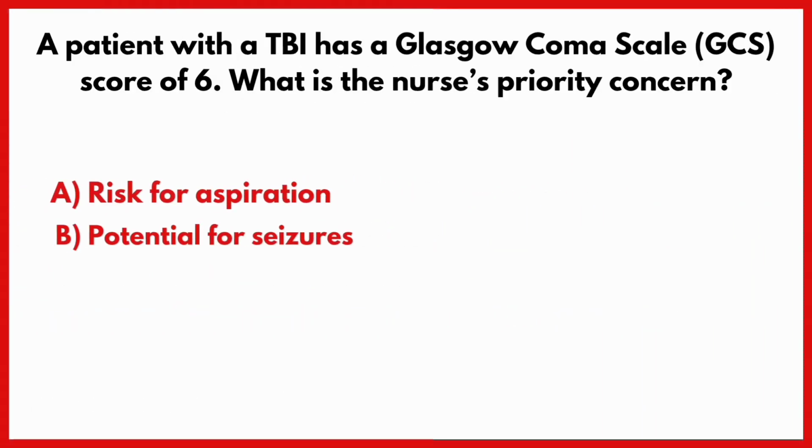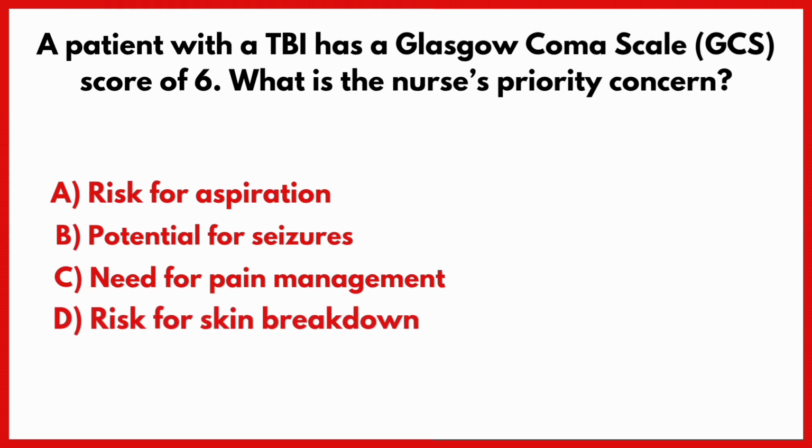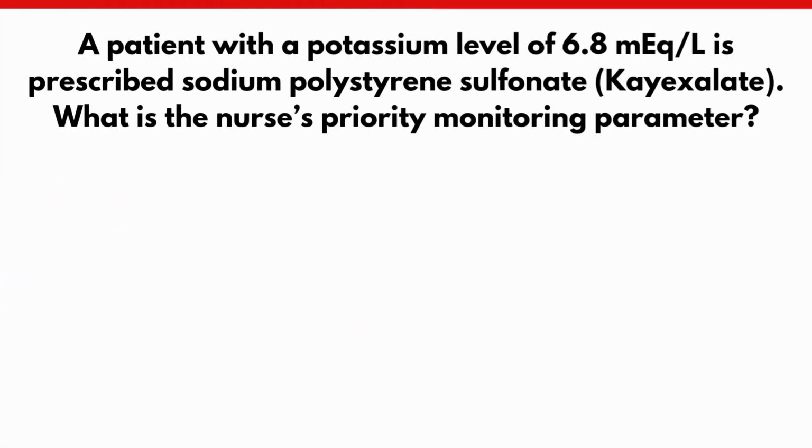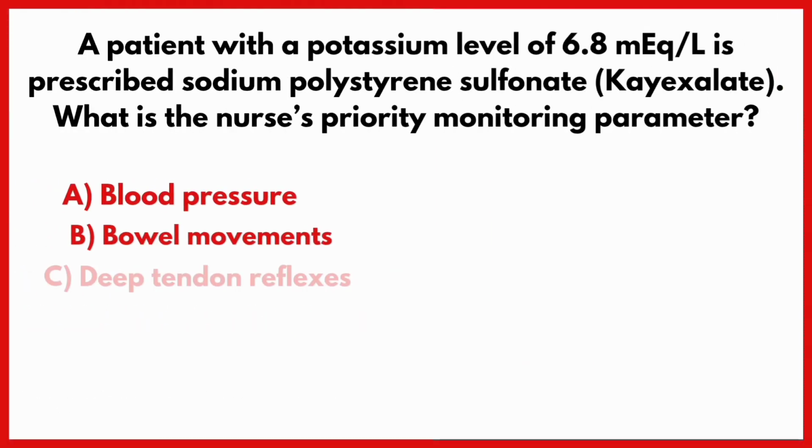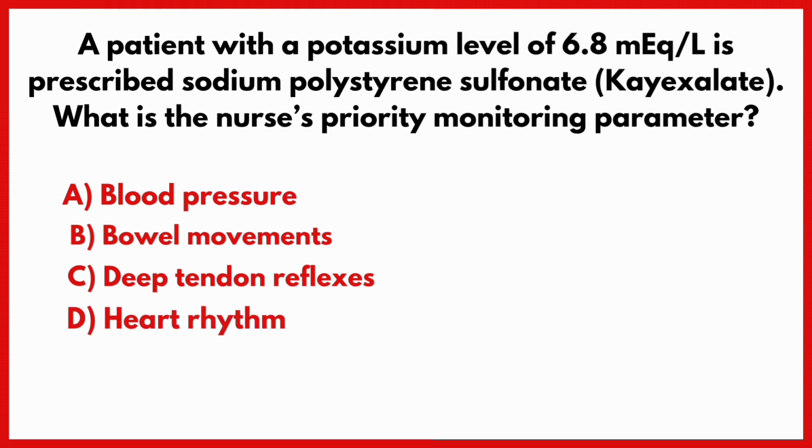A patient with a TBI has a Glasgow Coma Scale score of 6. What is the nurse's priority concern? Correct answer is option A. Risk for aspiration. A patient with a potassium level of 6.8 is prescribed sodium polystyrene sulfonate. What is the nurse's priority monitoring parameter? Correct answer is option D.